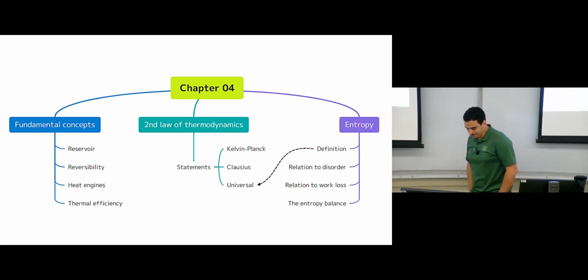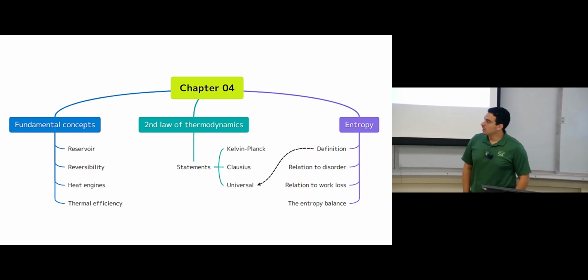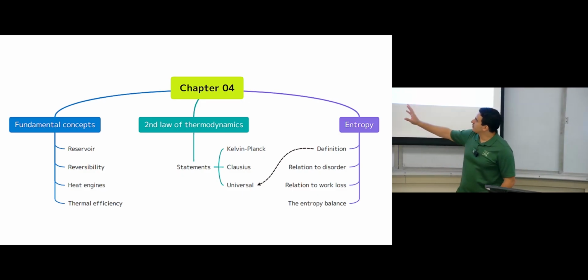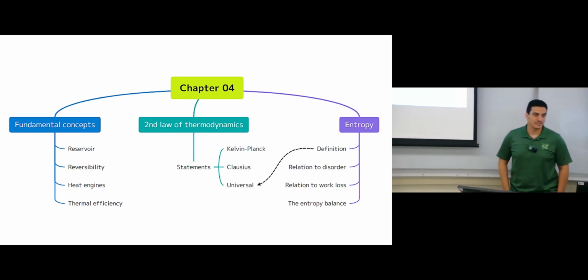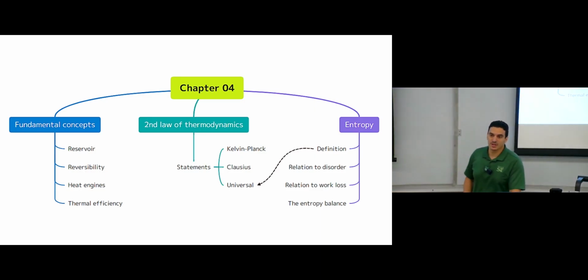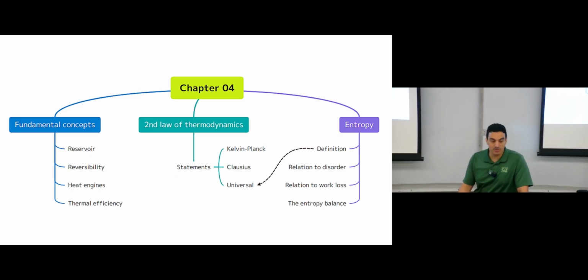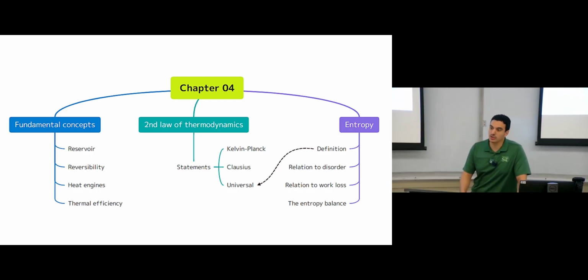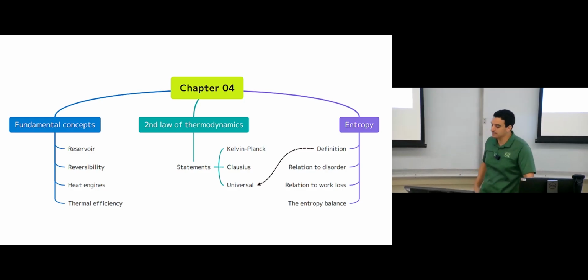Okay, so we will continue chapter 4. If you remember from before the break, we started with the first point, the fundamental concept. We explained what is meant by reservoir, what is meant by reversibility, heat engines, and how to calculate the efficiency of these heat engines, which is called thermal efficiency.